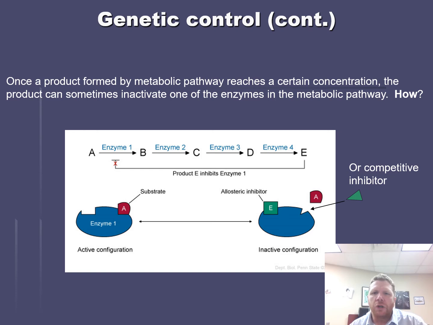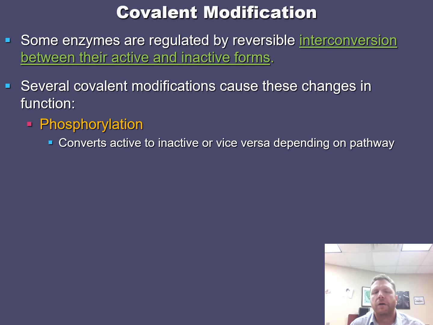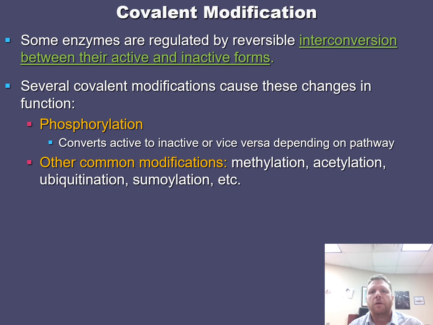Now, in addition to genetic control, when it comes to covalent modification, some enzymes are regulated by reversible interconversion between active and inactive forms. Several covalent modifications cause these changes in function. Phosphorylation, we already talked about as a post-translational modification. This is going to convert an inactive form of an enzyme to an active form, and it's either phosphorylation or dephosphorylation that does that. Other common post-translational modifications are methylation, acetylation, ubiquitination, and sumoylation.